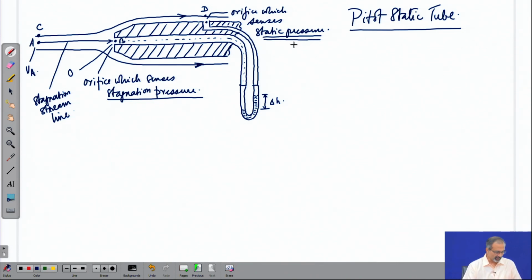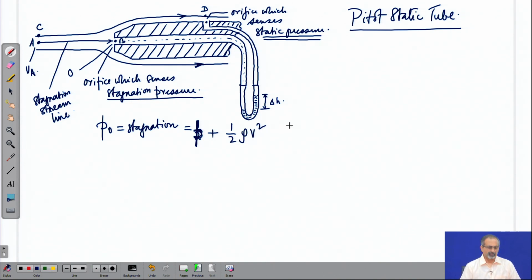Now, the stagnation pressure is indicated by the nomenclature P naught, and in this flow field we continue to make the assumptions for Bernoulli's equation, and we write down the expression for stagnation pressure, that is the sum of static pressure and dynamic pressure.